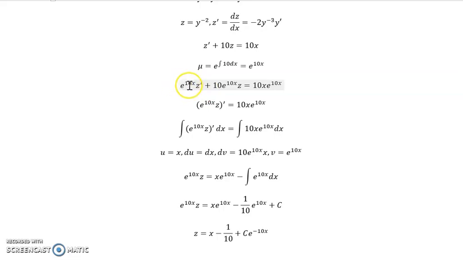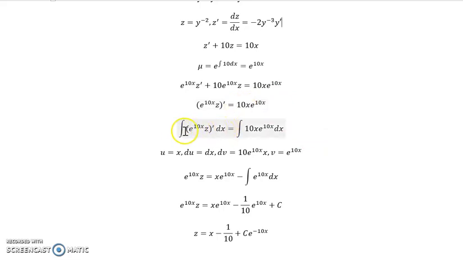So e to the 10x, if I take the derivative of it, I get 10 e to the 10x. And then z, if I take the derivative of that, I get z prime. So I can simplify this into fg, so e to the 10x z, quantity primed. And then on this side of the equation, nothing happens. And now I can integrate both sides with respect to x.